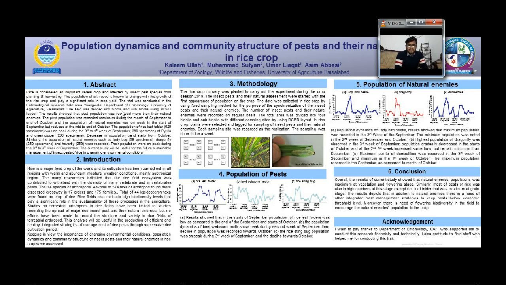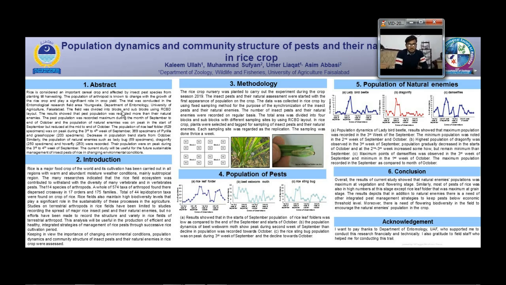The rice crop nursery was planted to carry out the experiment during the crop season 2019. The assessment of insect pests and their natural enemies was started with the first appearance of the population on the crop. The data was collected in the rice crop using a fixed sampling method for the purpose of synchronization of the insect pests and their natural enemies. The numbers of insect pests and their natural enemies were recorded on a regular basis.